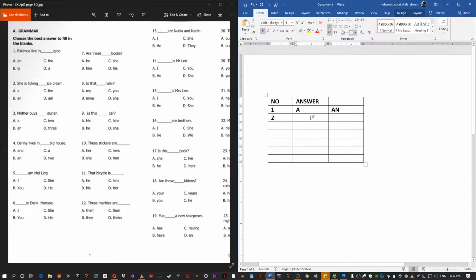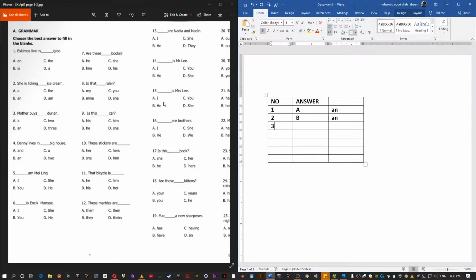Okay, let's look at number 2. Alright. She is licking ice cream. Okay, the same thing. Ice cream is general. Dia tidak memberitahu kita ice cream yang mana satu. So, kita tak boleh letak the. So, kita letak an. Alright. Sebab kenapa an? Kenapa bukan a? Sebab when you say ice cream, the sound is A. Okay. So an, yeah, an is B. Okay. And also.